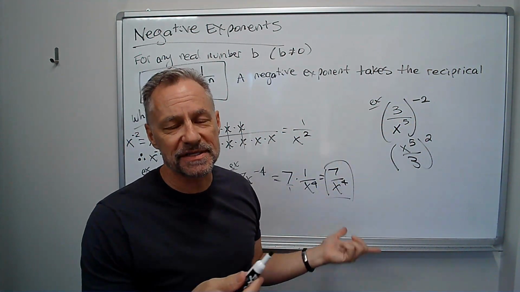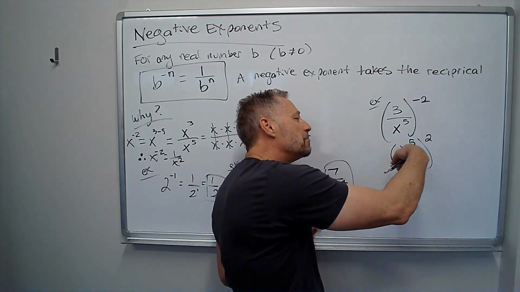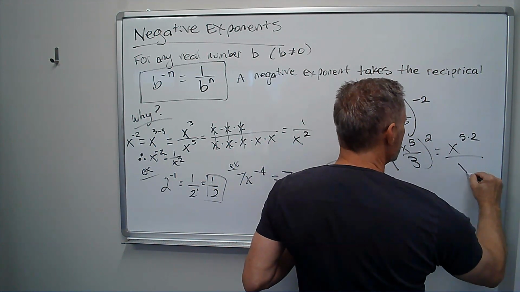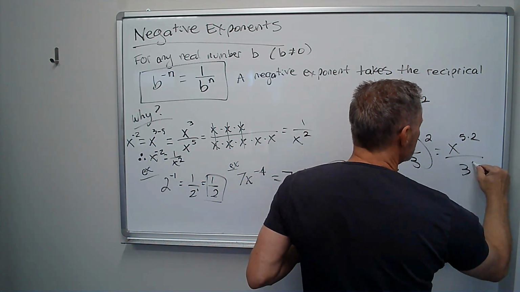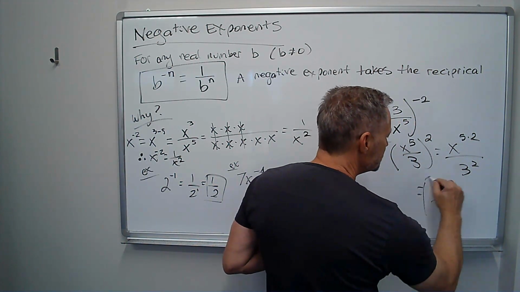Now I can use properties that I did before. I'm dividing, I can multiply. I can distribute this 2 in. It's going to multiply power to a power. This is going to be x to the 5 times 2. This is going to be just 3 to the 2. And so what I end up with is x to the 10th over 9.